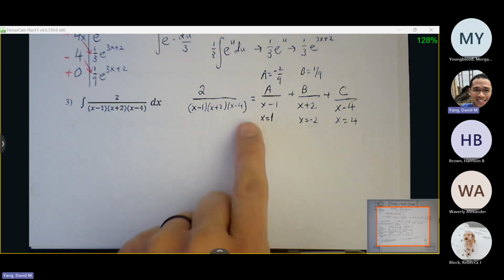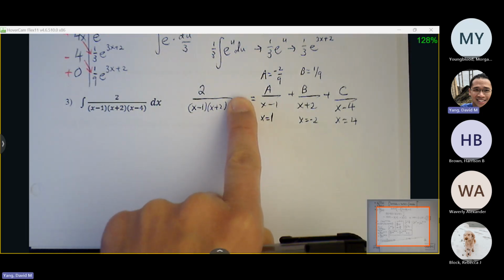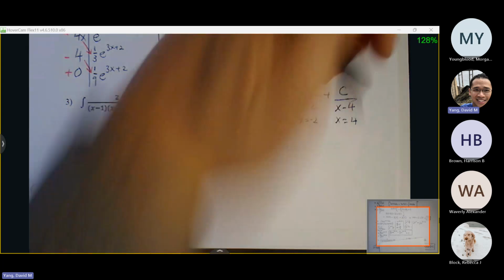Okay, let's plug in 4. Cover up the x minus 4, plug 4 into the remaining factors. 4 minus 1 is 3. 4 plus 2 is 6. 3 times 6 is 18. 2 over 18 is also 1 over 9.